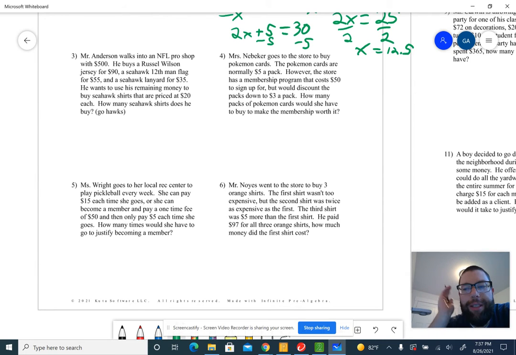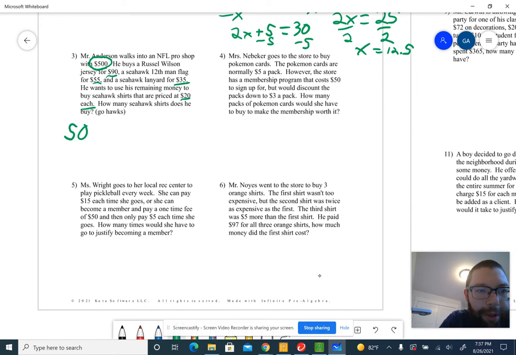Now, again, I have to put this as an equation. I know right off the bat that I have $500. I'm going to spend $90 and $55 and $35, and then it's $20 each for the Seahawks shirts. So my total amount to spend is right here. If that's the total amount that I can possibly spend, that's what I'm going to set everything equal to.